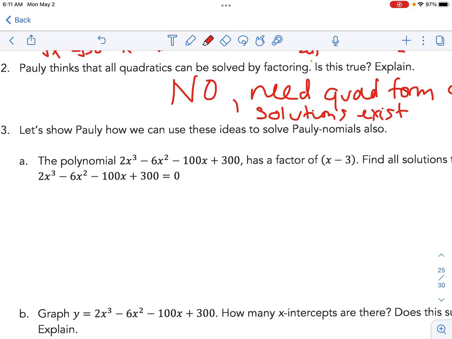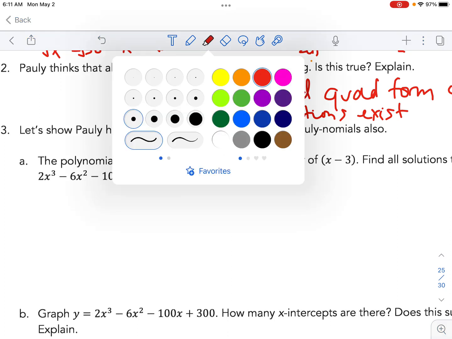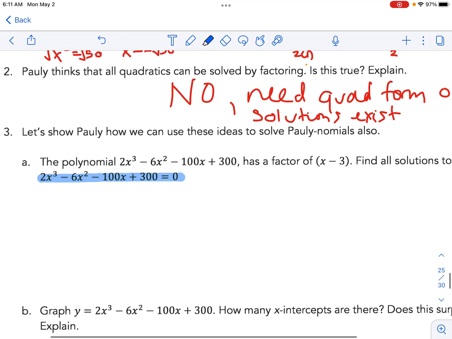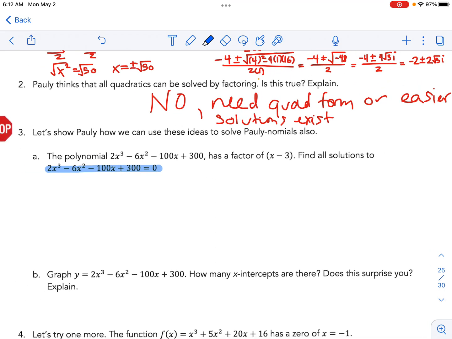So that's what we're going to do here in 3. It says, let's show Polly how we can use the idea to solve polynomials. When we talk about solving the polynomials, we're talking about taking that polynomial and setting it equal to 0 so we can find those x-intercepts. So this one says we have the polynomial 2x cubed minus 6x squared minus 100x plus 300. We know we have a factor of x minus 3. Find all solutions to the polynomial set equal to 0.